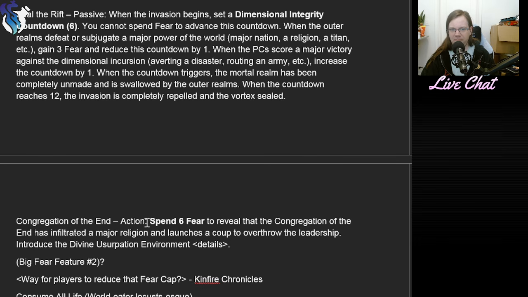And in my opinion, this is a thing that I've talked about before, you are not required as the GM to use every one of these buttons that an environment gives you, right? I don't necessarily have to press the button that says the Congregation of the End has infiltrated a major religion and launches a coup to overthrow the leadership, right? To overthrow their god.